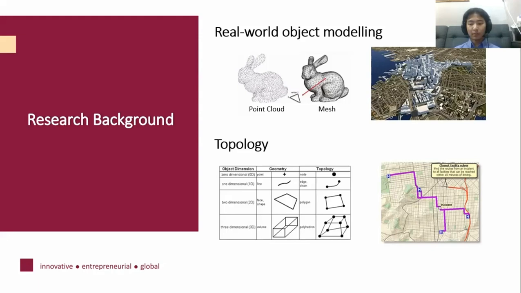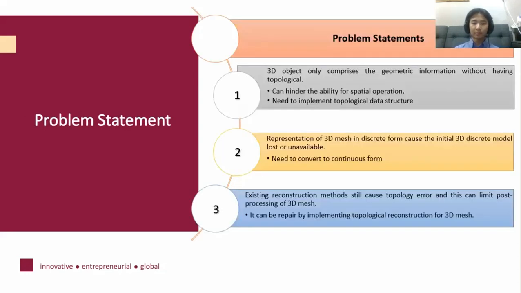The operation for 3D objects in spatial operation, such as 3D navigation, is impossible for 3D objects as they do not have the topological properties. Thus, in this study, we will implement the topological data structure for the 3D mesh data.